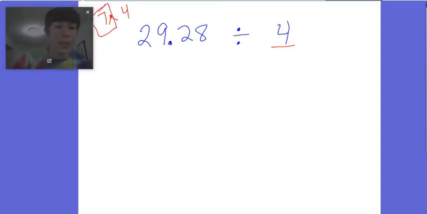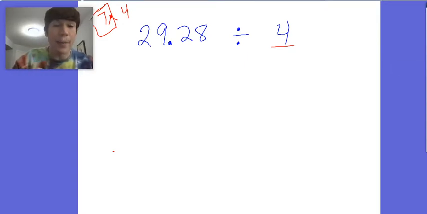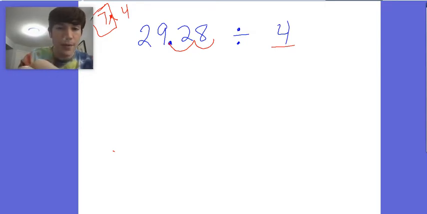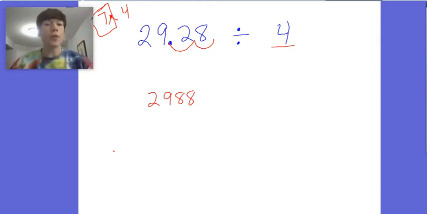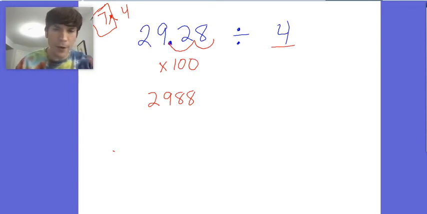So just like we did last time, I can take this number and say, can I make it into a whole number? Sure. Move the decimal over 2 times. That would be 2,988. When I moved it over twice, that's multiplying by 10 twice. I made it 100 times bigger.